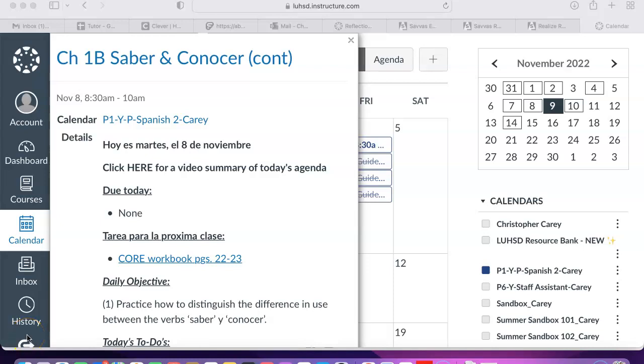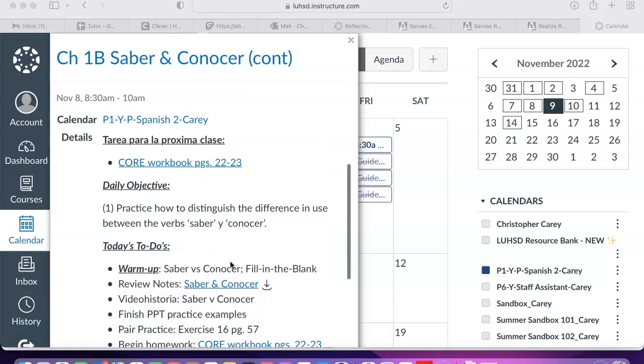Aquí tienen el horario para hoy, martes el 8 de noviembre. For your B-Day classes, miércoles el 9 de noviembre. You guys didn't have any homework due for today? Your homework for next class are core workbook pages 22 and 23. We'll take a look at that here toward the end of class.